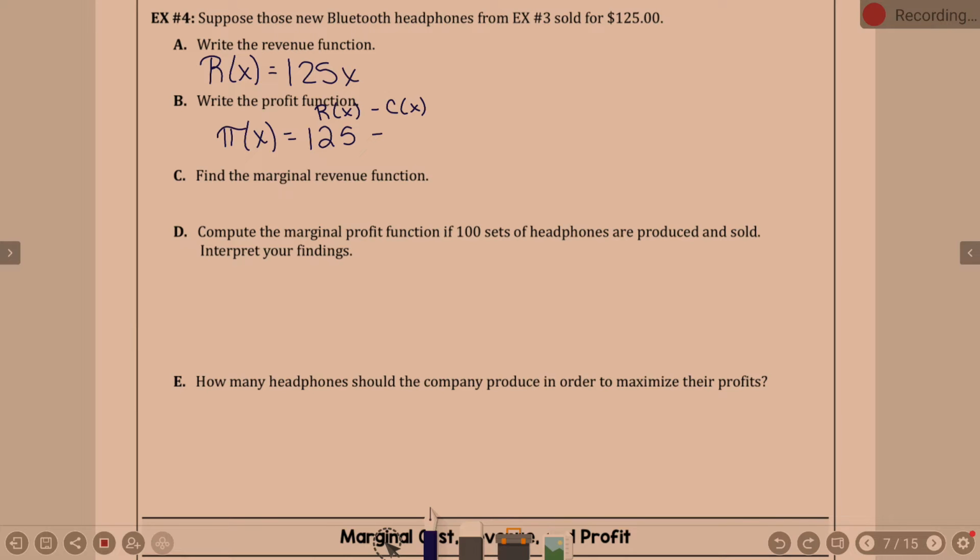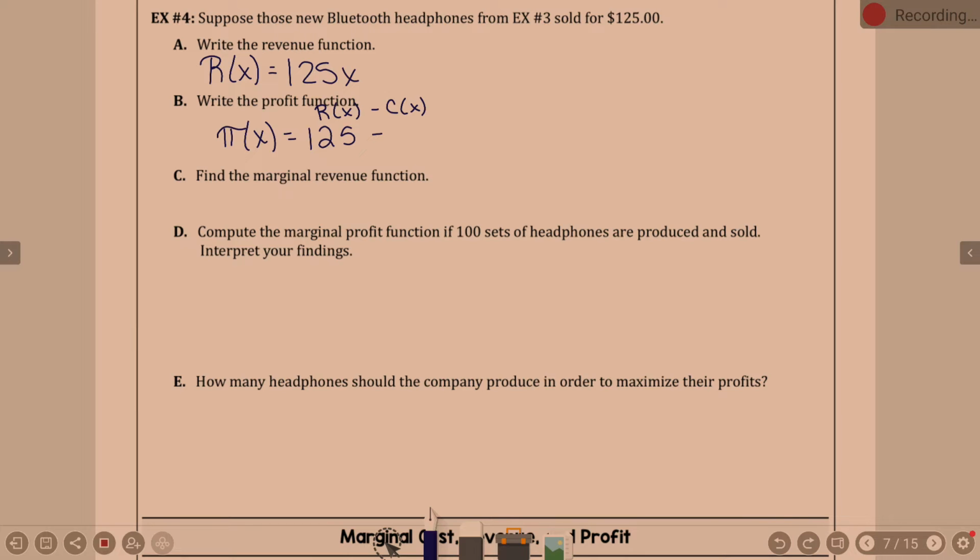My hint is go back to example 3. This is not something you're creating. This is something that was provided. Oh, this carries over from example 3. Yes. I didn't know it was the same problem. It said example 4, so I don't know. But it says, suppose those new Bluetooth headphones from example 3. Oh. Okay, so cost function is provided, yes?